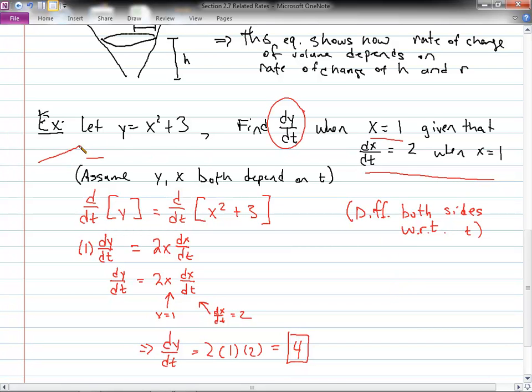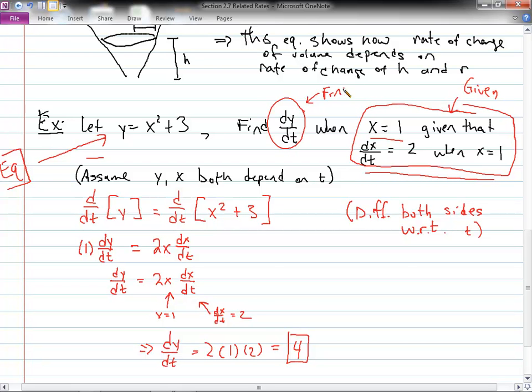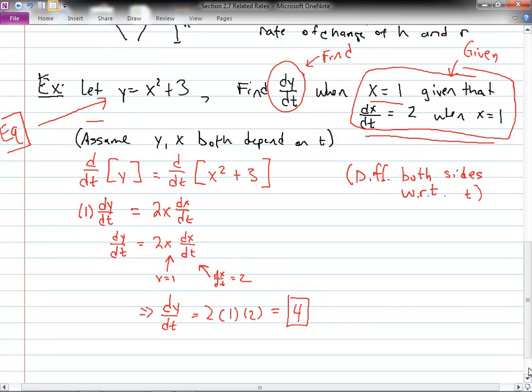So I'm going to start emphasizing this. Here's the equation, right? Here was the given information. And then we were asked to find this. So you got to have an equation, you got to be given some information, then you got to know what you're going to try to find. Okay?